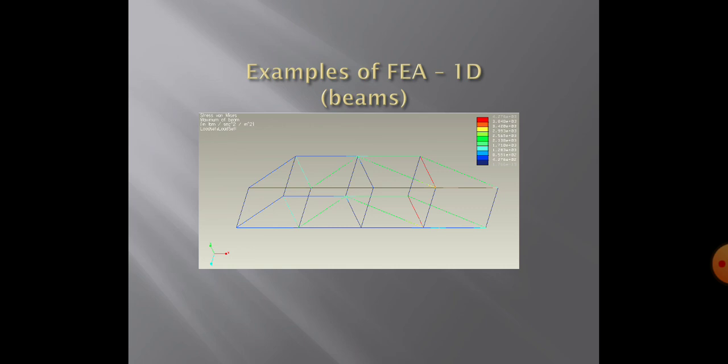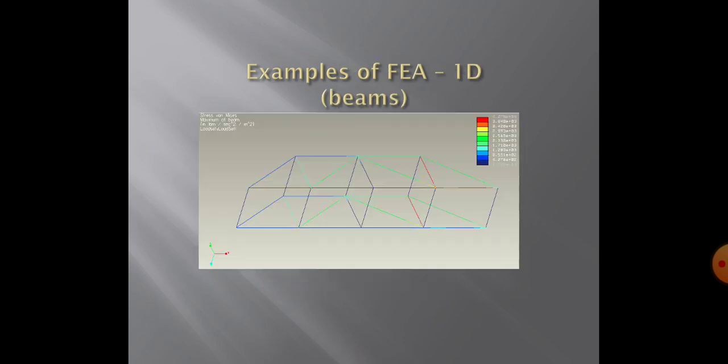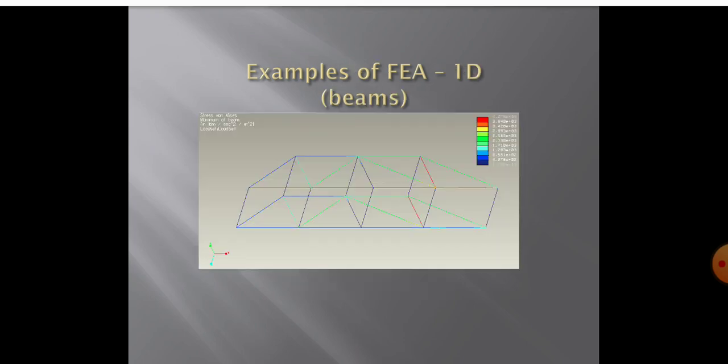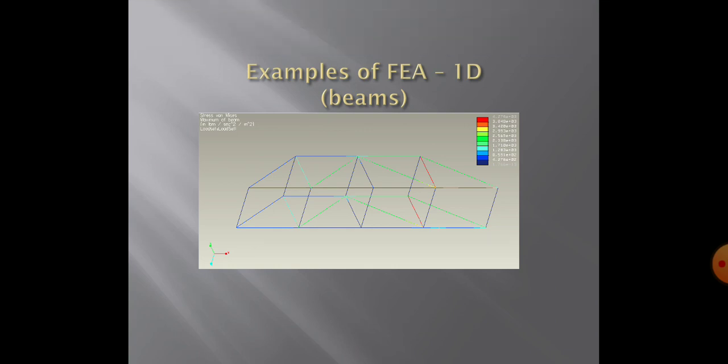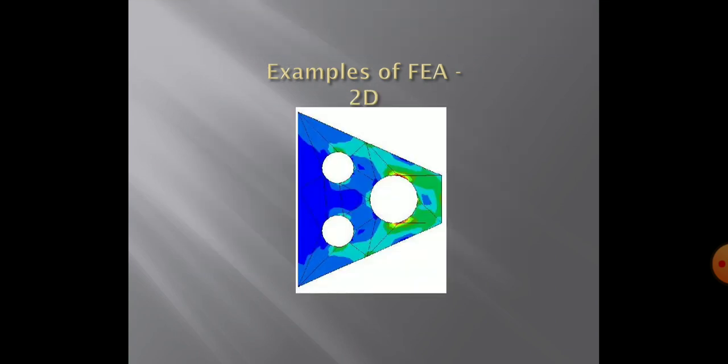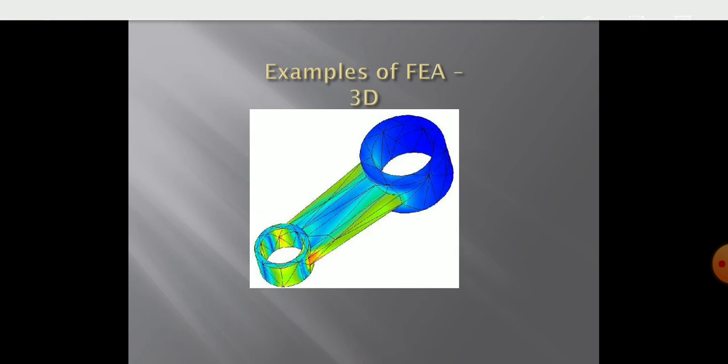Then this is the example of FEM 1D. This is the example of FEM 2D. You can see only one line is visible over here. In 2D the plane is visible. This is the example of 3D. You can see the whole object can be visible.